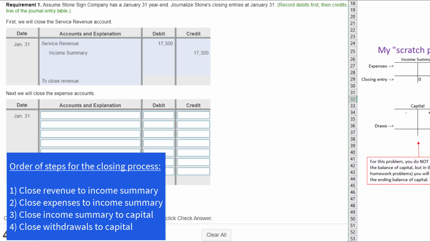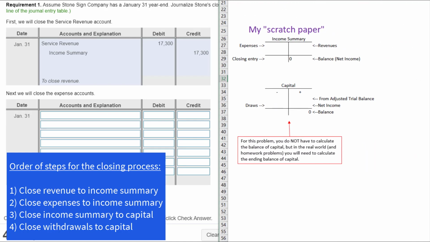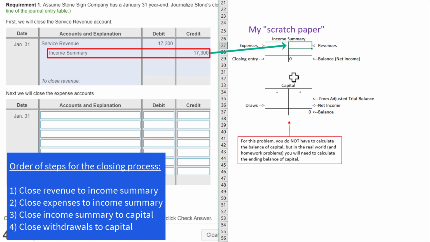All right, so let me close this temporarily. To make the closing process much easier, on a piece of scratch paper, and my scratch paper is this Excel spreadsheet, I'm going to do a T account for income summary, so when it comes time to close income summary, it'll be easier to figure out. So notice over here, we have credited income summary $17,300, and that represents the revenue. Because income summary is being credited, I'm going to put $17,300 under the credit side. And again, remember that represents our revenues. Cool.